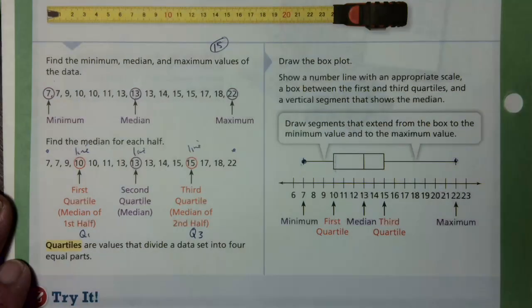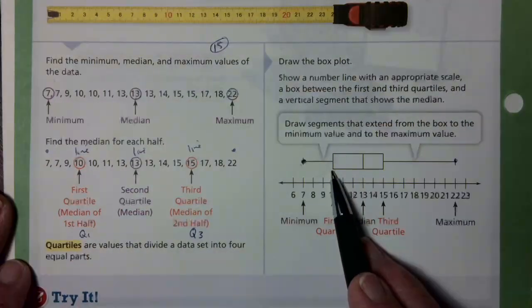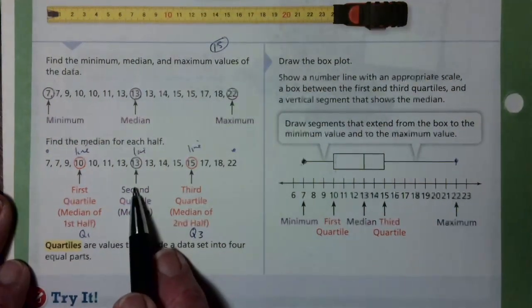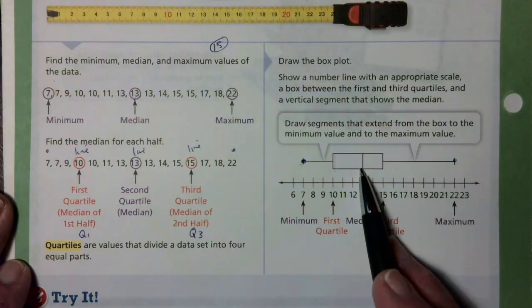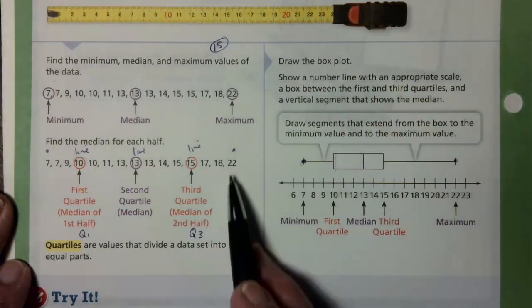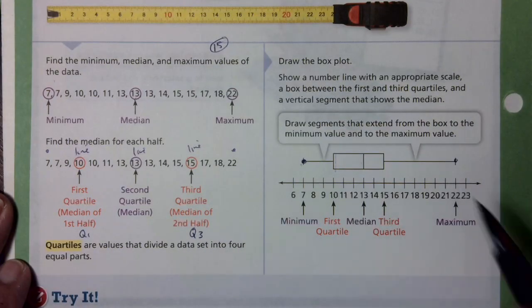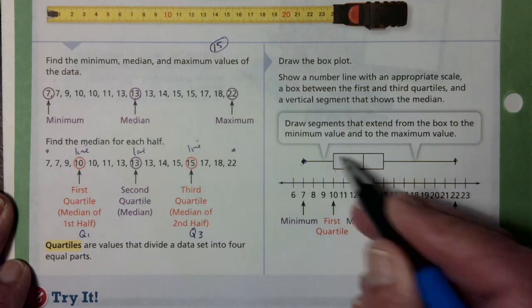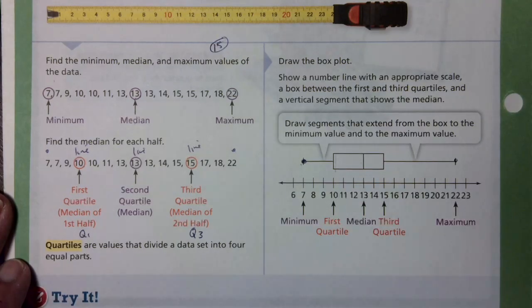Okay? So your Q1 was 10. They put a line at 10. The median, or the Q2, is 13. So they found 13 and put, there's their median or their Q2. Then 15 is another line. And then the maximum was 22. And so then they close up their box and attach the whiskers.